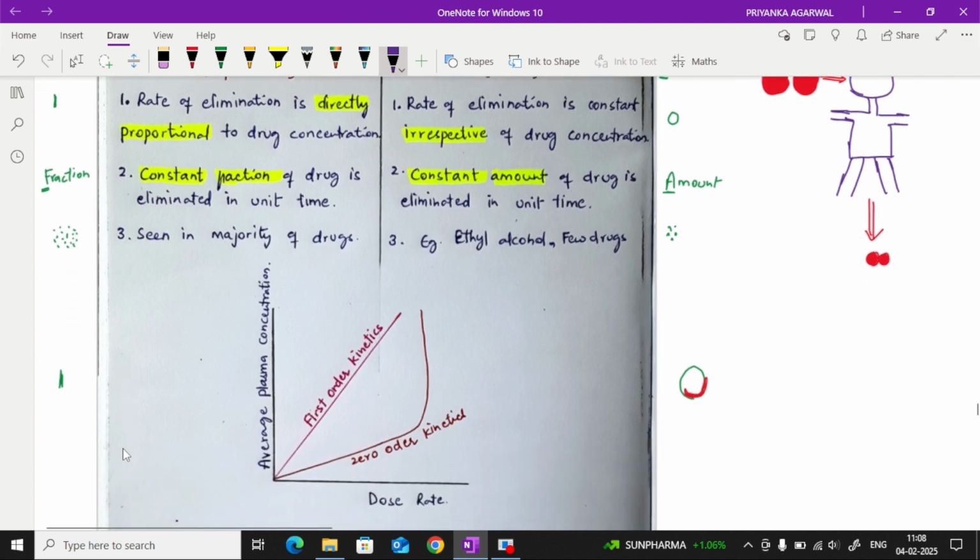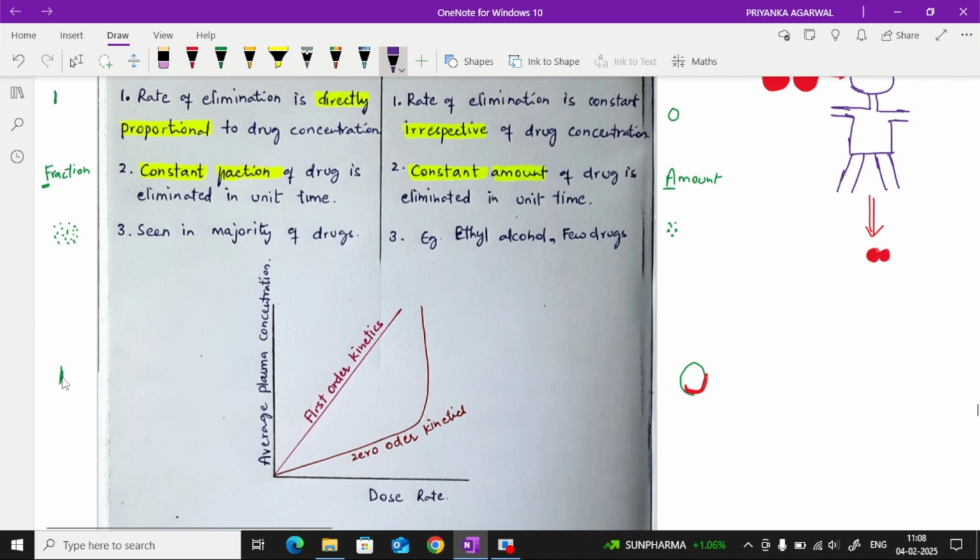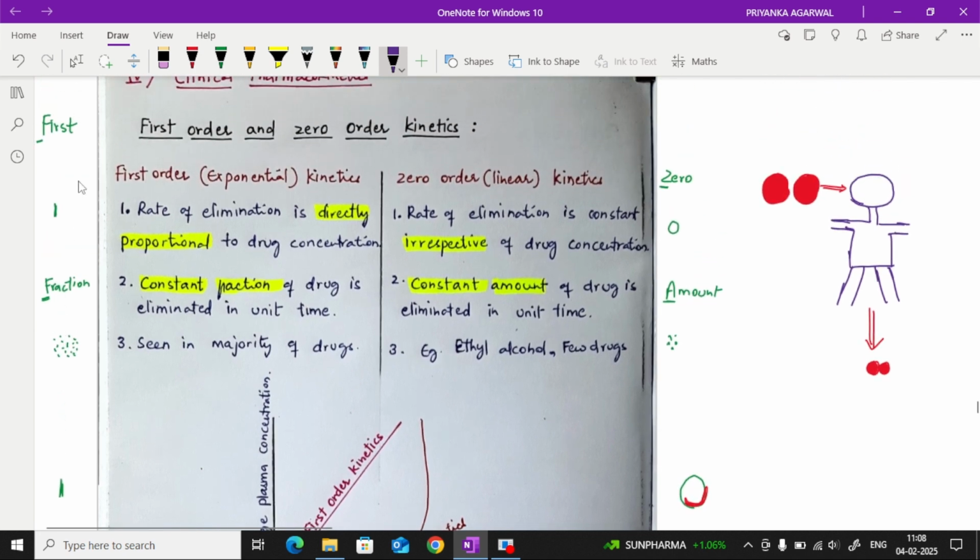And how is the graph? It is again a straight line, okay? Done. So you will remember now the first order kinetics, okay? Now coming to zero order kinetics, just remember it like this.